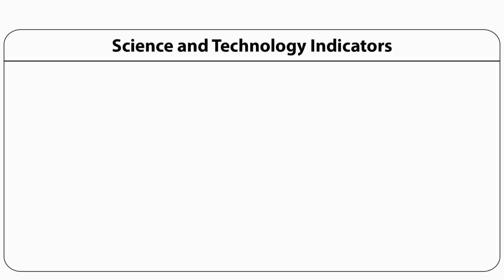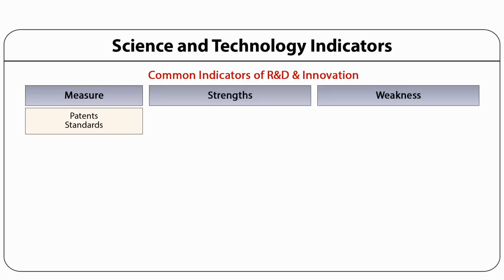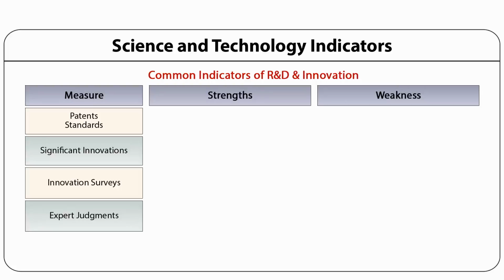In this, we discuss the common indicators of R&D further. We look at the indicators: patents, standards, significant innovation, surveys, expert judgment, and product announcements, and try to reveal their strengths as well as underscore their weaknesses in applying them for capturing the R&D and innovation process.